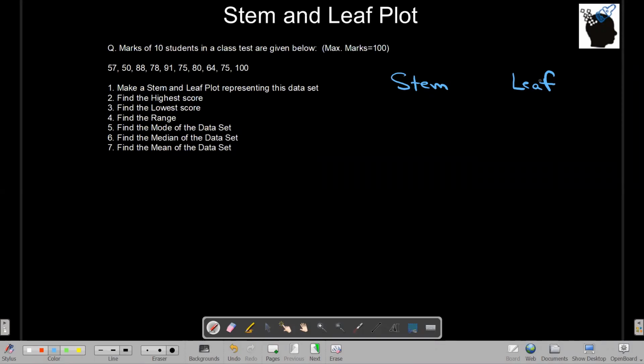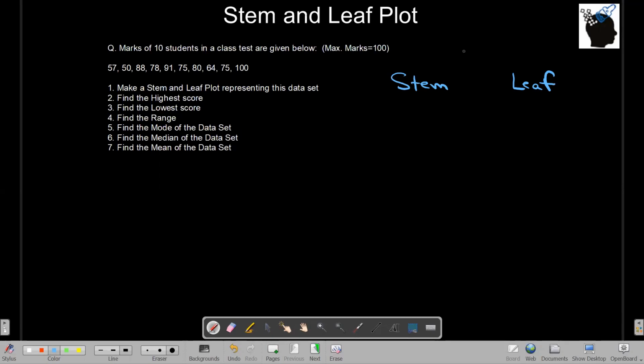Let's go through the question first, then we'll talk about the details about stem and leaf plot. So marks of 10 students in a class test are given below and the maximum marks are 100. And the scores are given below as 57, 50, 88 and so on till 100. And there are a couple of questions asked to us after that. So first of all, we have to make a stem and leaf plot.